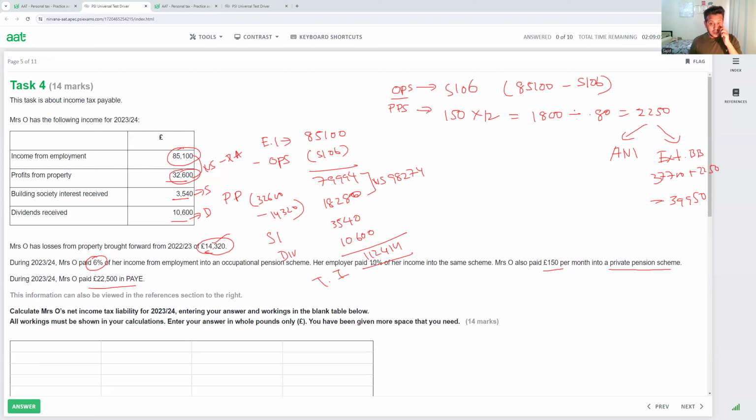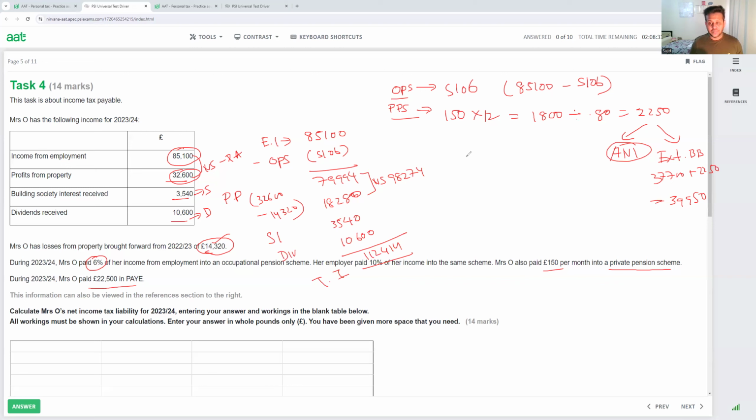Now I'm happy with that. From the total income, now I need to see how much personal allowance we can use, because we know if our total income is more than £100,000, then for every £2, £1 needs to be reduced from the personal allowance. So let's work out that. But before we do that, do not forget the PPS, because our ANI needs to be worked out. So our total income will be reduced by the personal pension scheme.